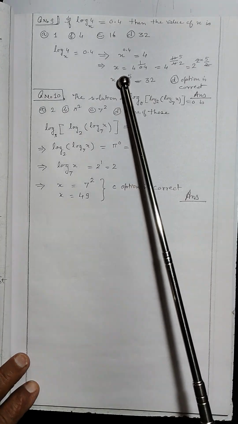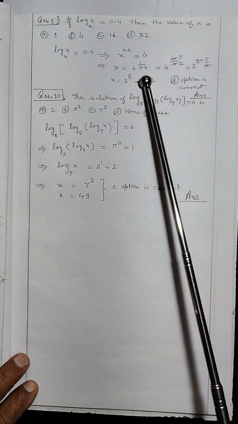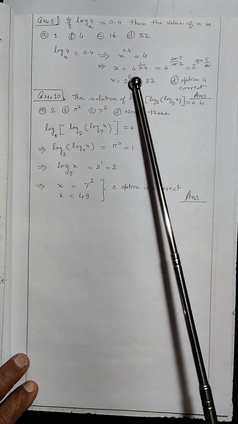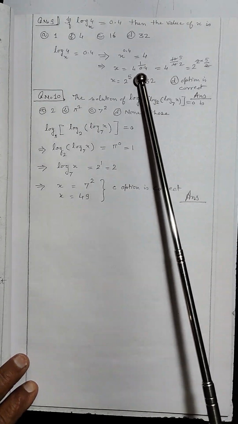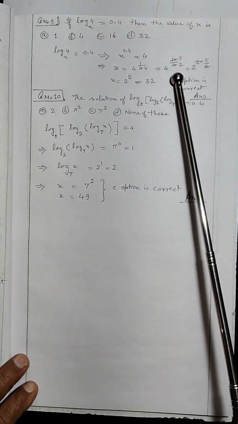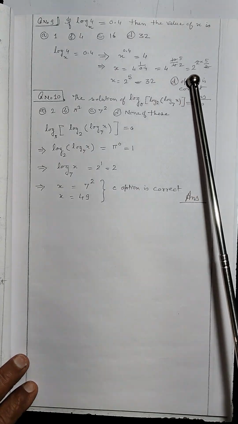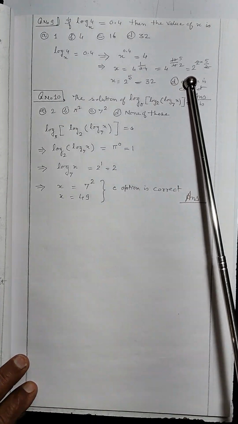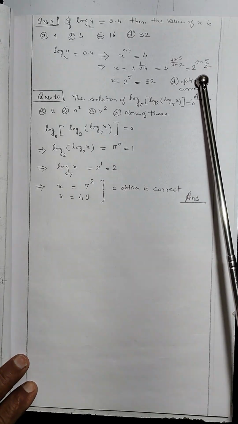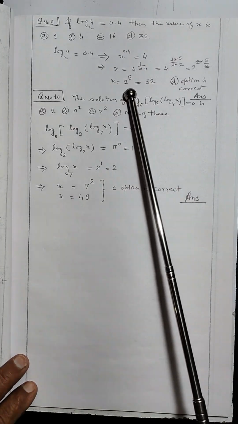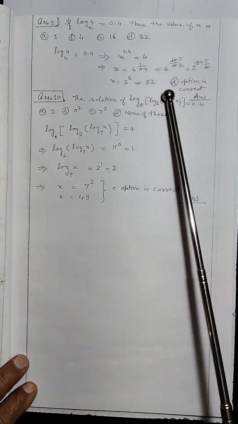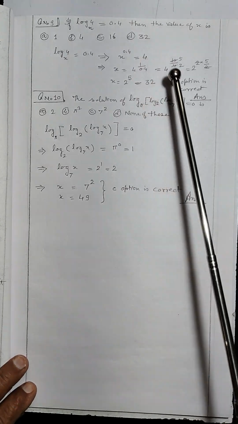Hence x will be equal to 4 raised to power 1 by 0.4. This decimal point will be removed, 4 raised to power 10 by 4. Further you solve it, you will get 5 by 2. And now this 4 can be written as 2 raised to power 2 into 5 by 2. So 2 and 2 will be cancelled. So we will get ultimately x is equal to 2 raised to power 5 and that is equal to 32. The option D is the correct option.